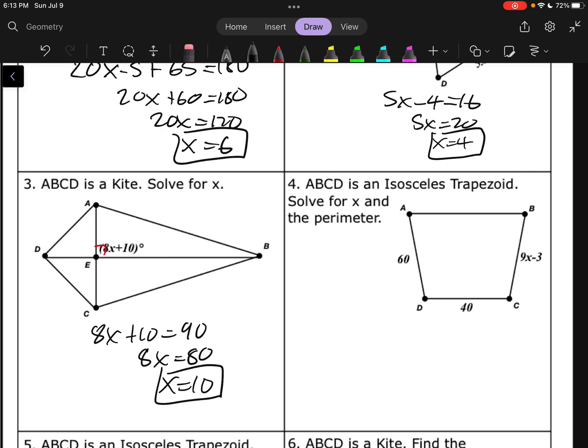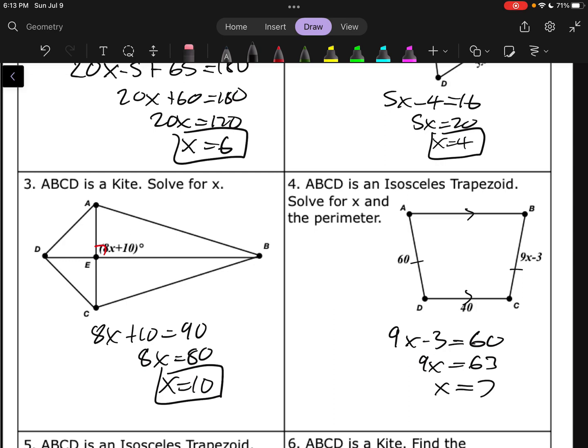For this one, if this is an isosceles trapezoid, then it's those bases that are the same and these sides that are the same. So let's do 9x minus 3 has to be equal to the 60, right? So we add that 3 over, we get 63, and x is 7.